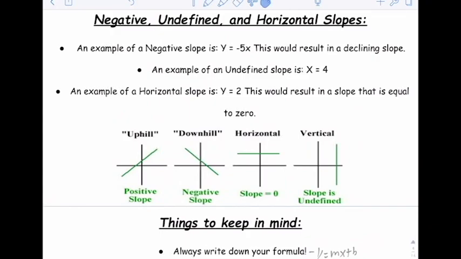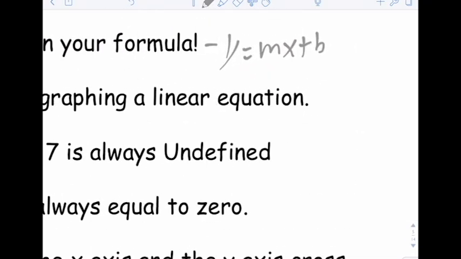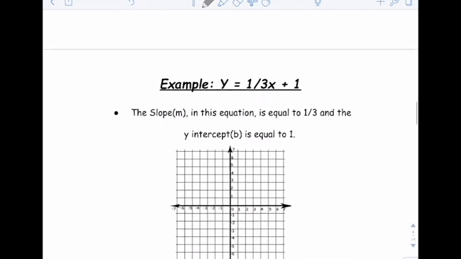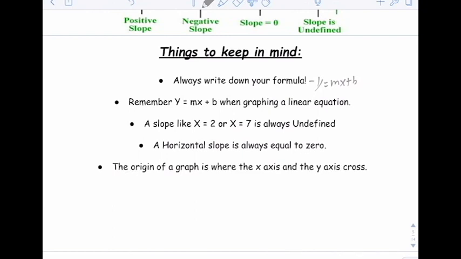Okay. So, things to keep in mind. Write down your formula, y equals mx plus b. You may not need it for these problems that we're about to do, but for word problems it comes in handy, so you can plug in the numbers, the slope and the y-intercept. Remember, y equals mx plus b when graphing a linear equation. A slope like x equals 2 or x equals 7 is always undefined. Horizontal slope is always equal to 0. And the origin of a graph is where the x and the y-axis meet.